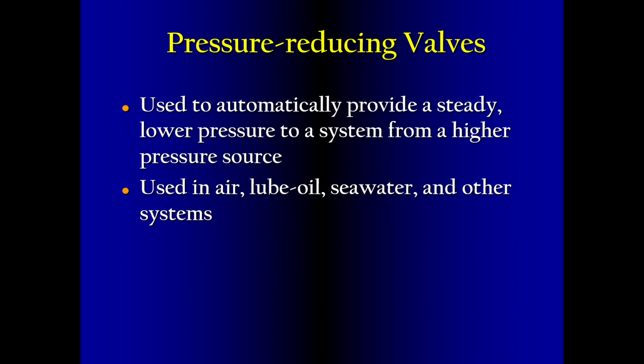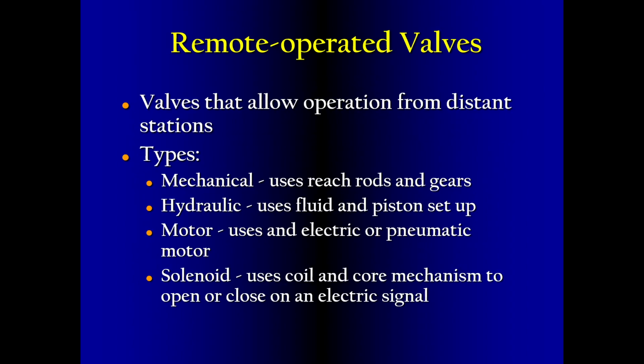Okay, then we discuss the pressure reducing valve. It is used to automatically provide a steady lower pressure to a system from a higher pressure source. It is used in air, lube oil, seawater, and other systems. Then the remote operated valves, which allow operation from a distant section or station. The types of remote operated valves are mechanical, hydraulic, motor, and solenoid.